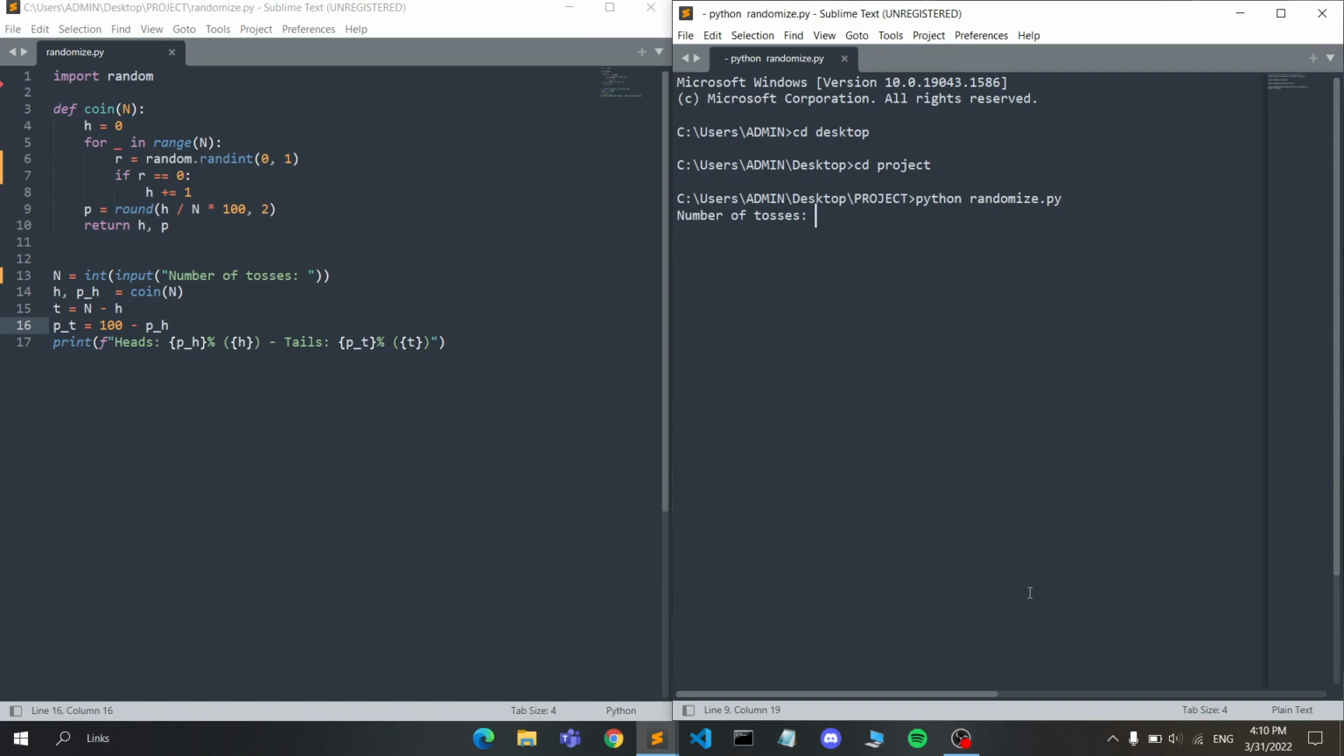Today I want to talk about the law of large numbers. The law of large numbers is really easy. You can search it on the internet, Wikipedia. Now I will show you guys the law of large numbers in Python.